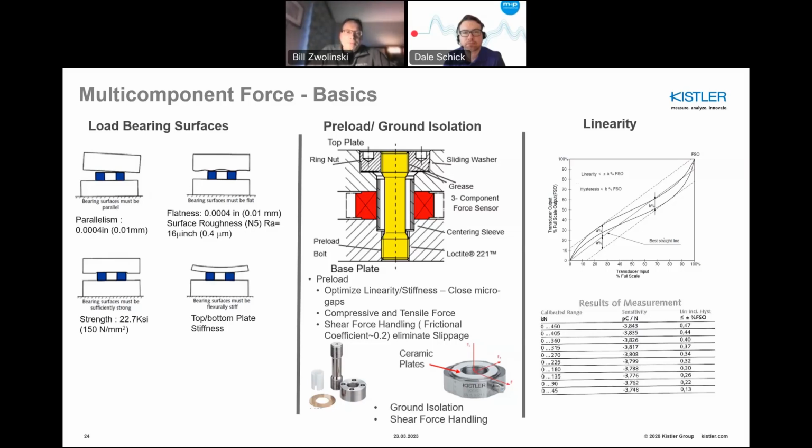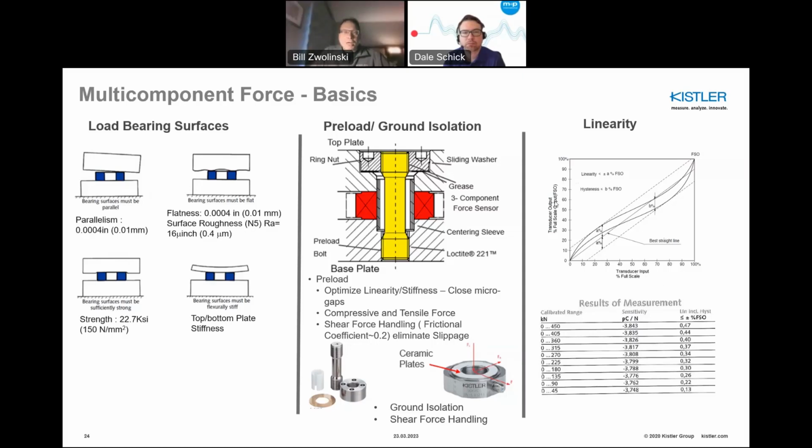Also, preloading optimizes linearity and stiffness. You're usually preloading to about 70% of the full scale range of the sensor. It also provides compressive and tensile force handling symmetrically, and I'll show you an example of that later. And the shear force handling, as I just mentioned, to eliminate any possibility of slippage.